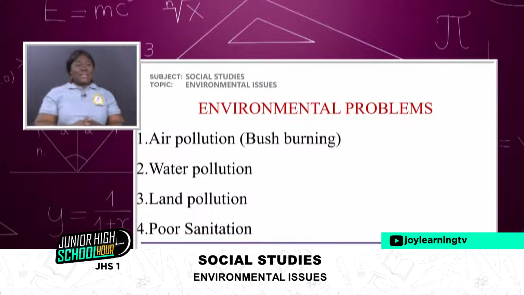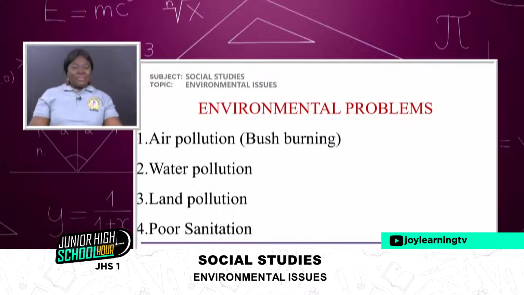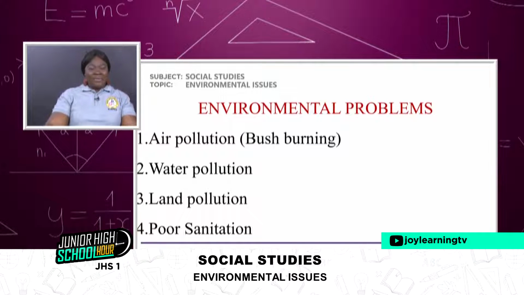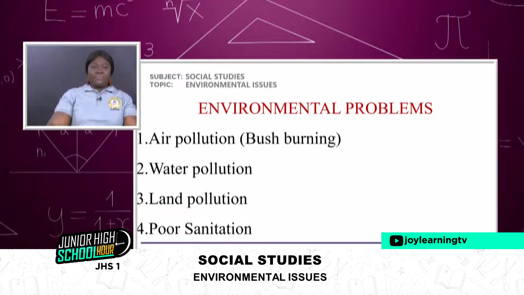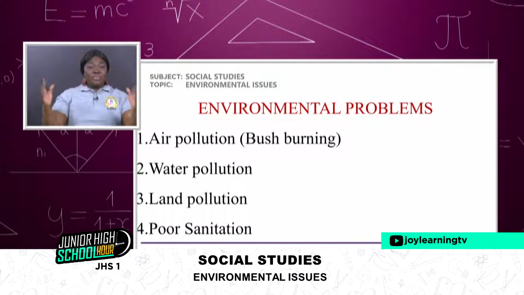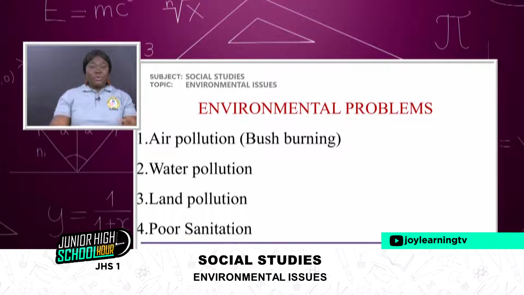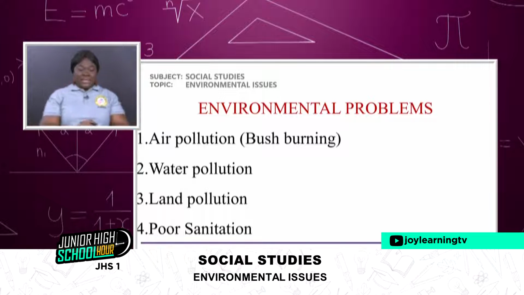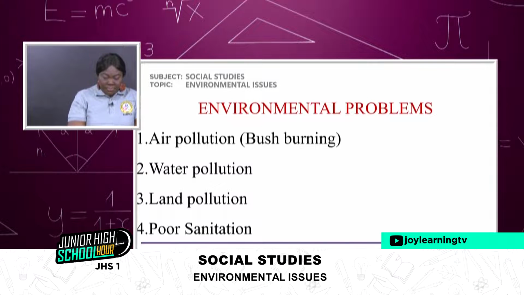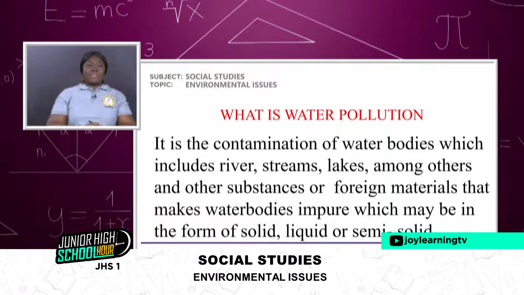Now we are looking at the environmental problems under environmental issues. Some of the environmental problems we have are air pollution, or sometimes bush burning, water pollution, land pollution, and poor sanitation. What is water pollution? What is water pollution?